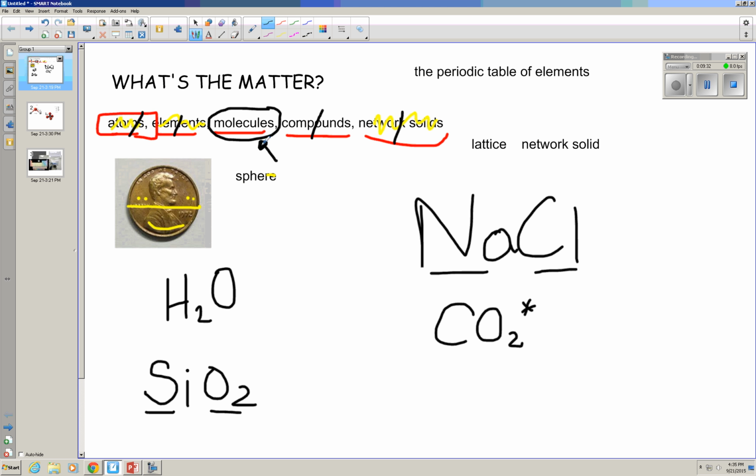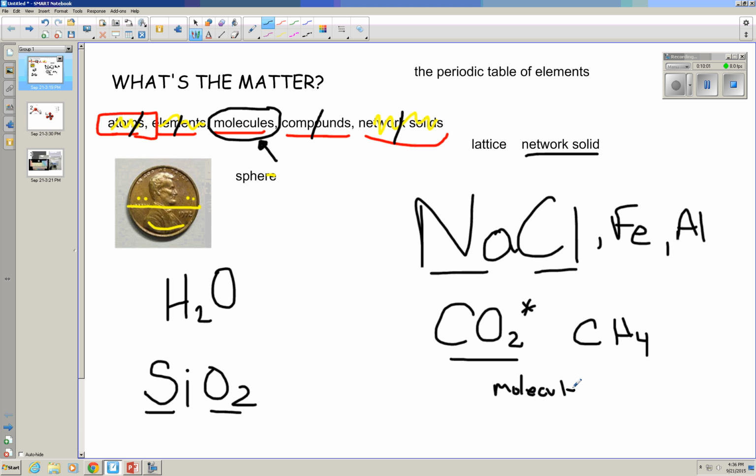Certain types of matter do not like to stick together to form really broad network solids like sodium chloride or iron or aluminum. These are all materials which form network solids. Materials like carbon dioxide or methane do not form huge interconnected network solids. Instead, they form things we call molecules.